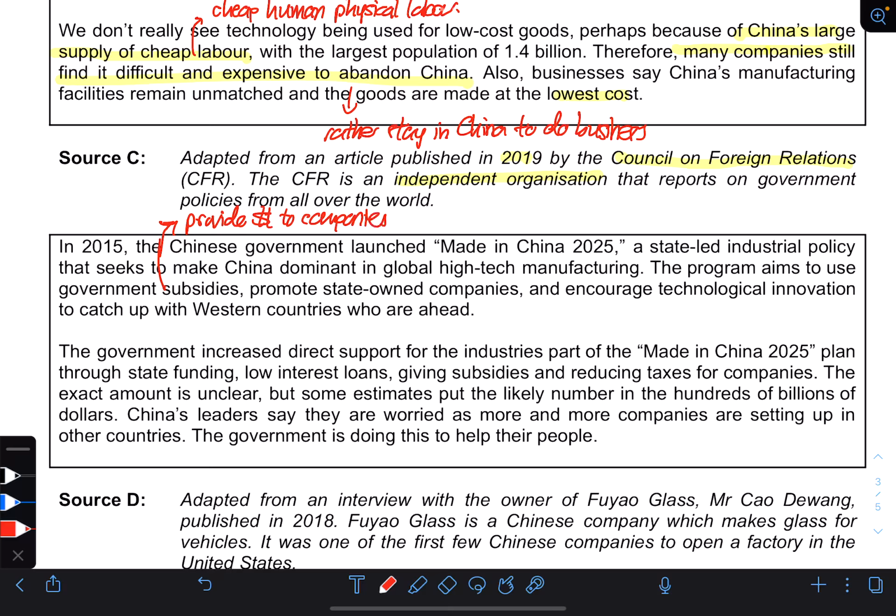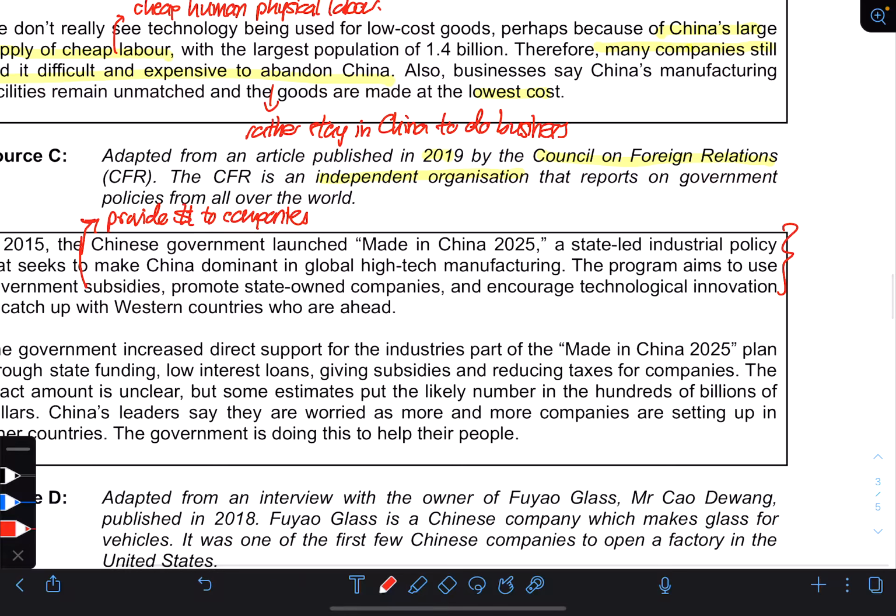They promote state-owned companies. For example, like in Singapore, we try to encourage people to use, say, Singtel, okay, a state-owned company or state-linked company, and encourage technological innovation to catch up with Western countries who are ahead in terms of technology. So over here, the big idea is the government is doing a lot. Chinese government, okay, GOVT for short, is doing a lot to help China businesses. Okay, that's the big idea.